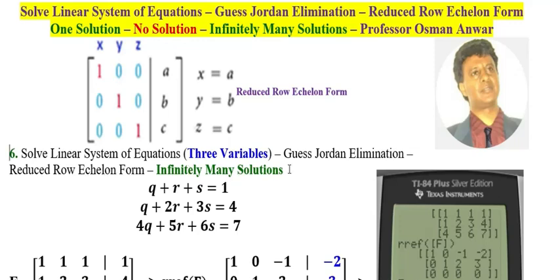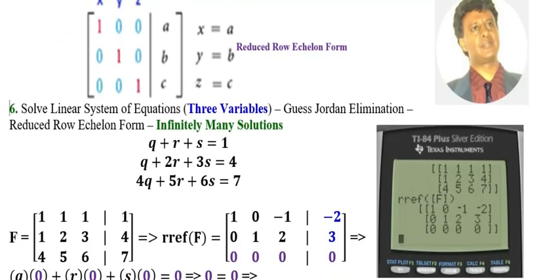Number 6 is solve linear system of equations, 3 variables, Gauss-Jordan elimination, reduced row echelon form, infinitely many solutions. And the system of equations are q plus r plus s equals 1, q plus 2r plus 3s equals 4, 4q plus 5r plus 6s equals 7. We create a matrix called F.